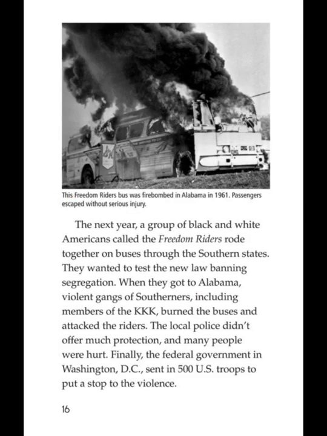This Freedom Riders bus was firebombed in Alabama in 1961. Passengers escaped without serious injury. The next year, a group of black and white Americans called the Freedom Riders rode together on buses through the southern states. They wanted to test the new law banning segregation. When they got to Alabama, violent gangs of Southerners, including members of the KKK, blocked the buses and attacked the riders. The local police didn't offer much protection, and many people were hurt. Finally, the federal government in Washington, District of Columbia, sent in 500 U.S. troops to put a stop to the violence.